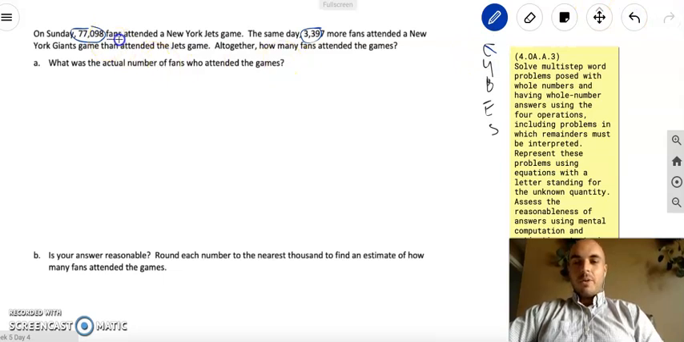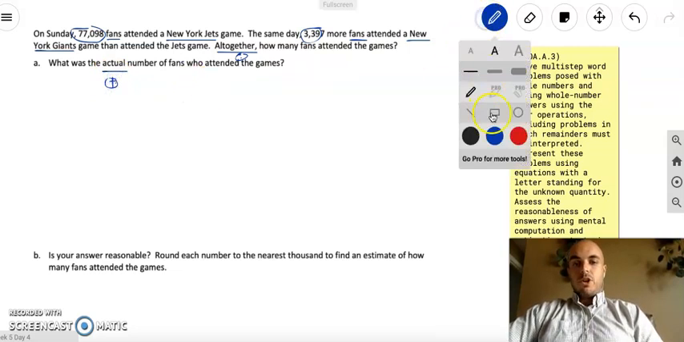So we're talking about our unit as fans. Of course, not like electric fans, but like people who are a fan of the game. We're talking about the New York Jets, and we're talking about the New York Giants. Go Giants. And then we're looking for altogether, which is going to be our addition. So altogether really just means total. So they want to know what was the actual number of fans who attended the game. So this tells us that we're finding the total without rounding. And this is, of course, going to be adding.